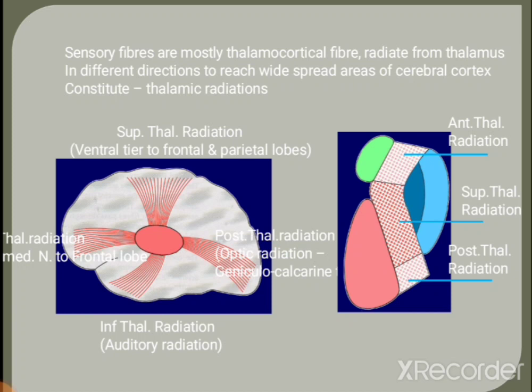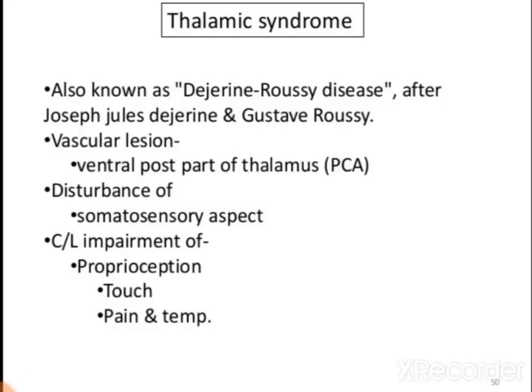Then the sensory fibers are mostly thalamocortical fibers. They radiate from the thalamus in different directions to reach widespread areas of the cerebral cortex. This constitutes the thalamic radiation. These thalamic radiations can be superior, inferior, anterior and posterior thalamic radiations.